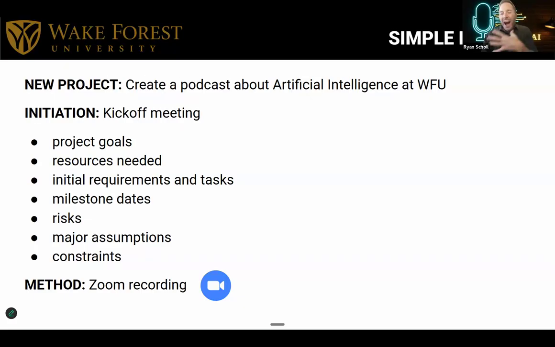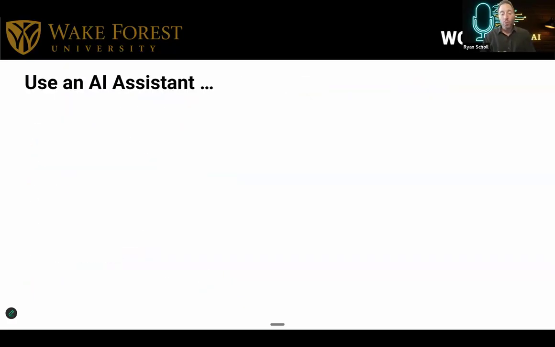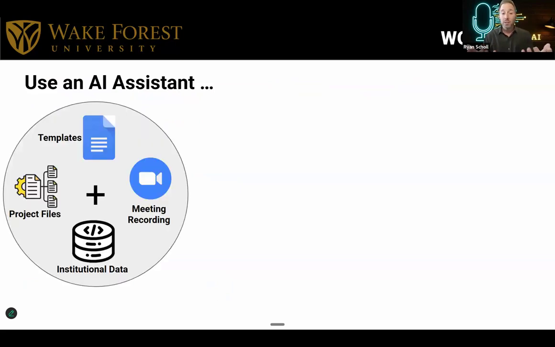Okay, so how did we do this? We took our Zoom meeting recording, we paired it with templates that we use. So we have a template for what we want a project charter to look like, what we want a requirements document to look like, what we want a risk register to look like. We paired that. We added institutional data. Institutional data could be anything that your company uses, like style guidelines or holiday schedules or PTO for certain people. You can load that in. Certain HR policies. You can even put an org chart in there. So you'll have everybody's titles and who reports to who.